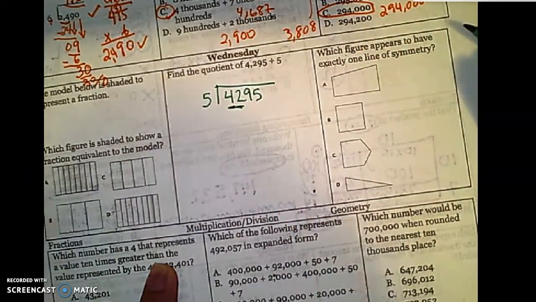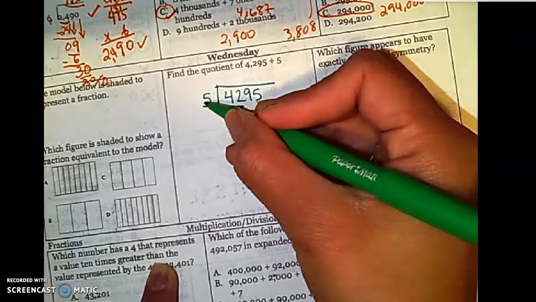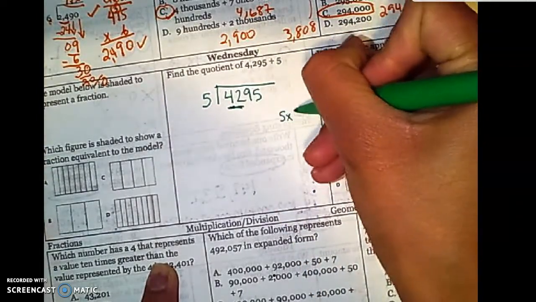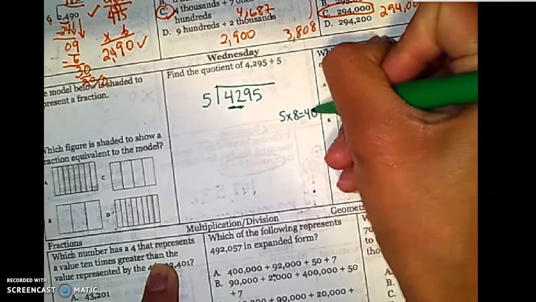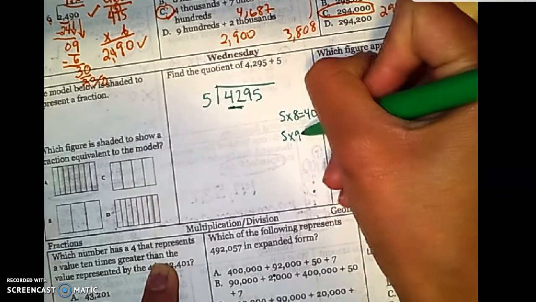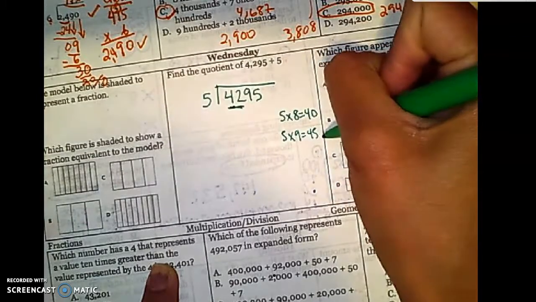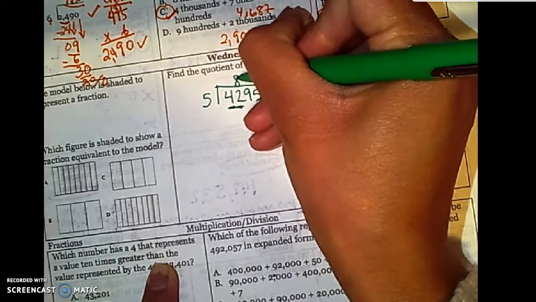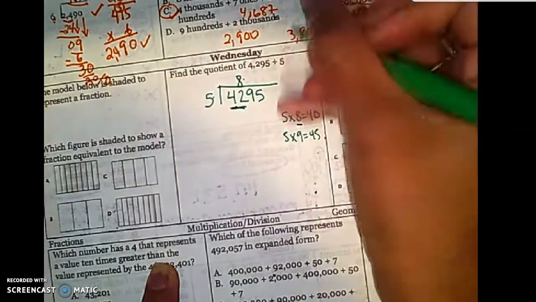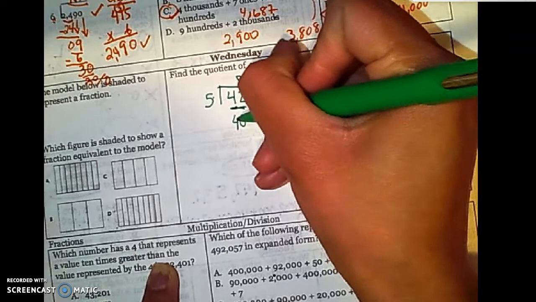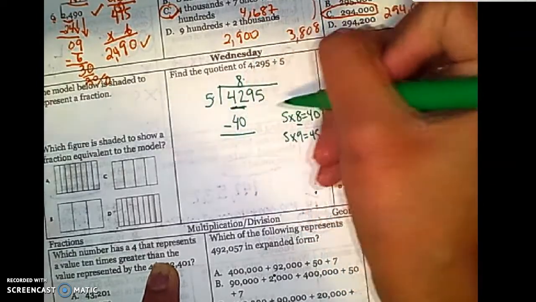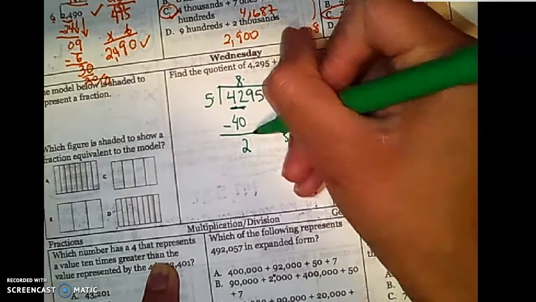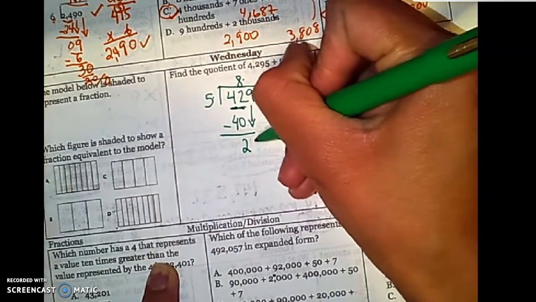So that's 42. So how many groups of 5 can I make if I have 42? Well, I know that 5 times 8 gives me 40, and 5 times 9 gives me 45. That's too much, so that means I can only make 8 groups. So I'm going to record that up here. 5 times 8 is 40. So I'm going to do 42 minus 40, which gives us a remainder of 2. And now we're going to regroup the 9.